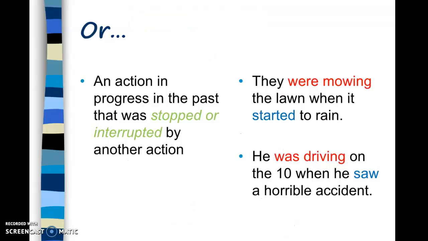We also use the past progressive to talk about an action in progress in the past that was stopped or interrupted by another action. So they were mowing the lawn when it started to rain. So imagine they started cutting the grass at their house at 10 o'clock, and at 10:15 the rain began. So they had to stop their action because of the rain. Or he was driving on the highway 10, when he saw a horrible accident. So the action of driving was interrupted by the fact that he saw a horrible accident. Maybe he stopped, we don't know.